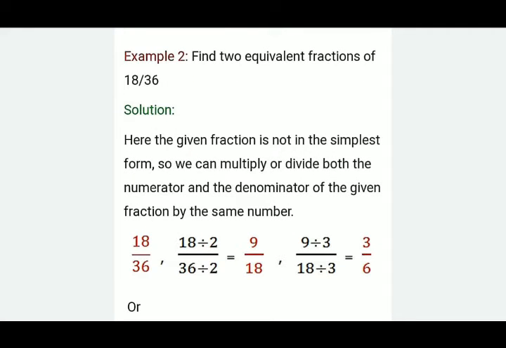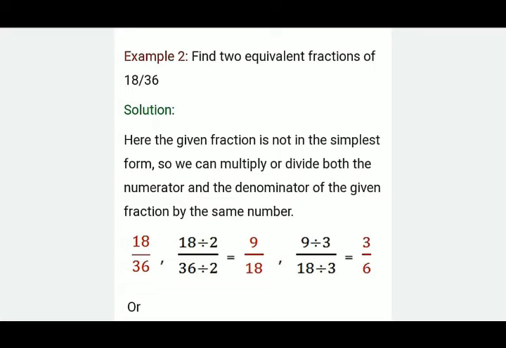Here the second example: find two equivalent fractions of 18 by 36. Solution. Here the given fraction is not in the simplest form, so we can multiply or divide both the numerator and the denominator of the given fraction by the same number. Here you can see that 18 and 36 both come in a common table, that is, they come in the table of 2 as common. So here we can use multiplication and also division.